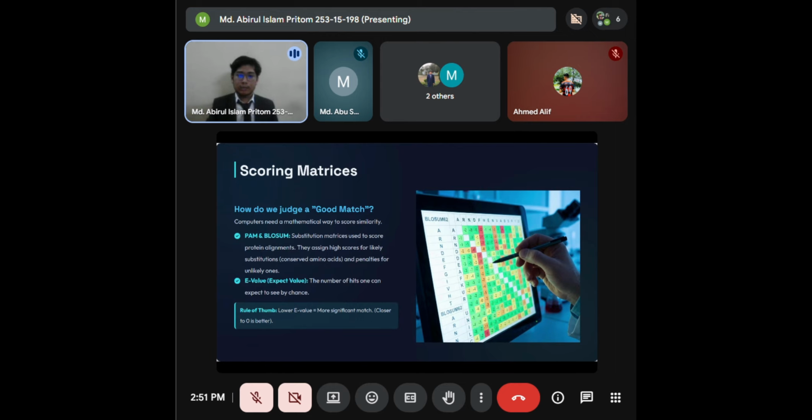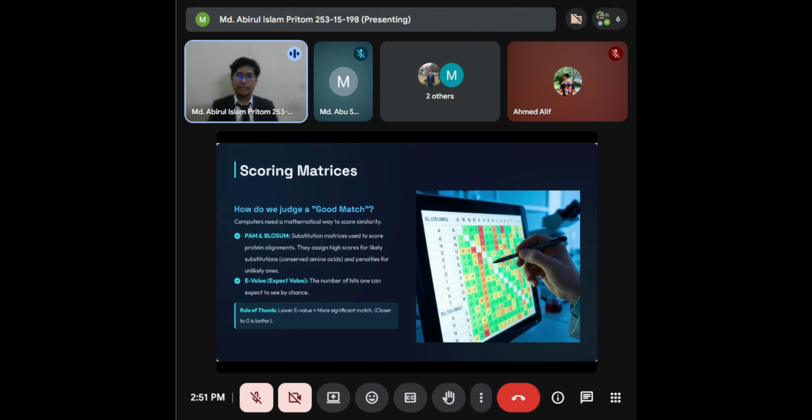First, let's discuss the fundamental challenge. How do we judge a good match? When we look at two biological sequences, our eyes might spot similarities instantly, but a computer needs a mathematical framework to quantify that similarity. This is where scoring matrices come in. Primarily, we use substitution matrices like PAM and BLOSUM. Think of this as a point scoring system.